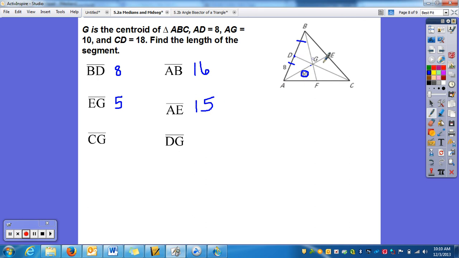Lastly, we have CG and DG. Now we know CD is 18. This length right here is 2/3 of 18. So I take 18 times 2/3. Sorry about the bell. 2/3 of 18 comes out to be 12. So CG is 12. And then DG is 1/3 of 18. So 1/3 times 18, which is 6.